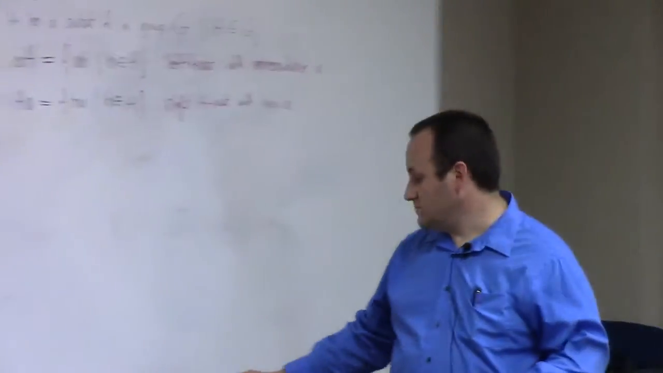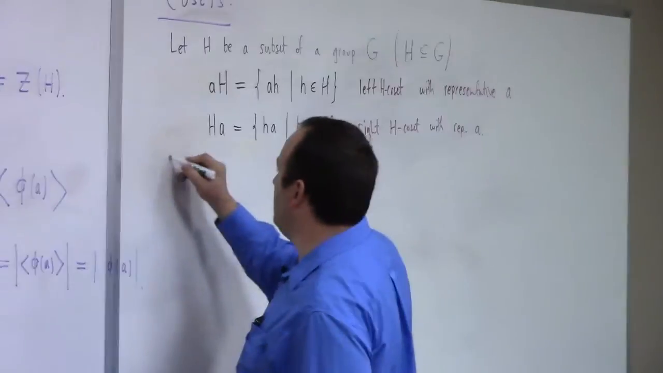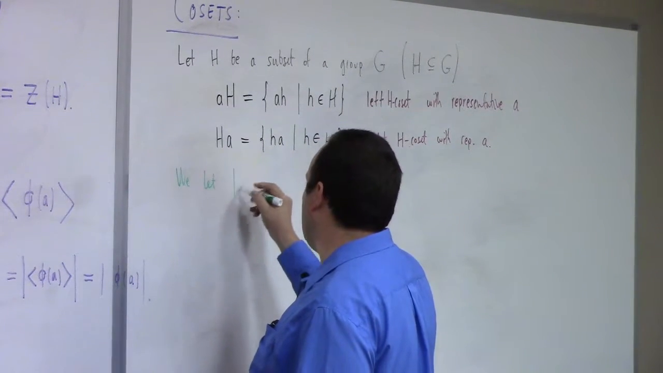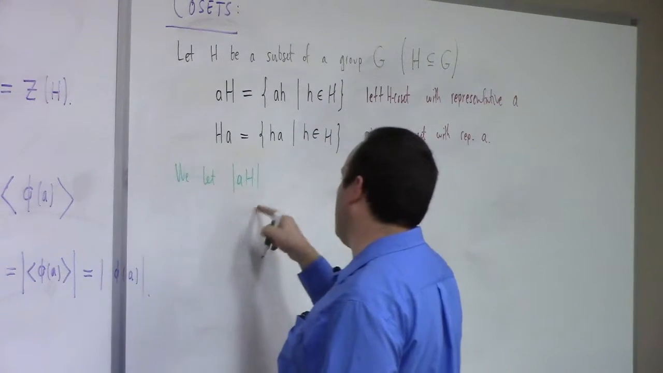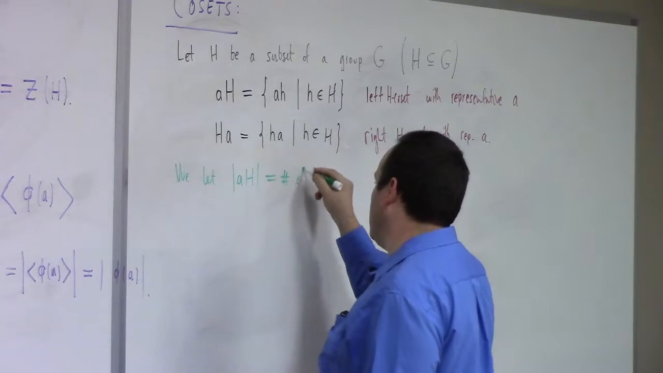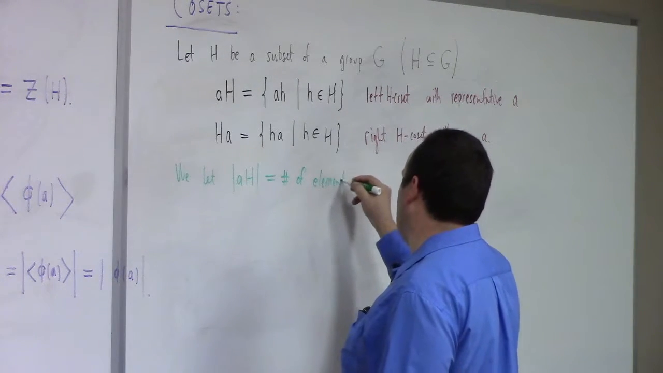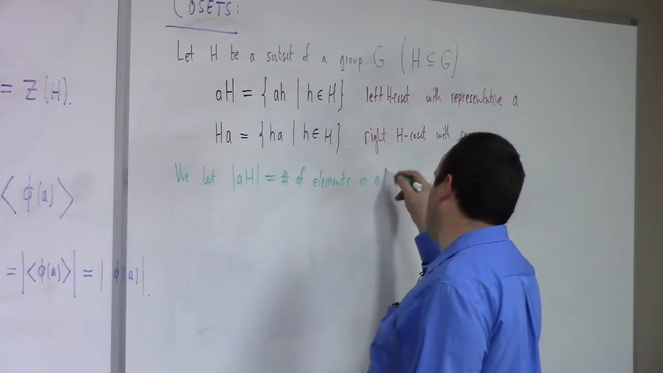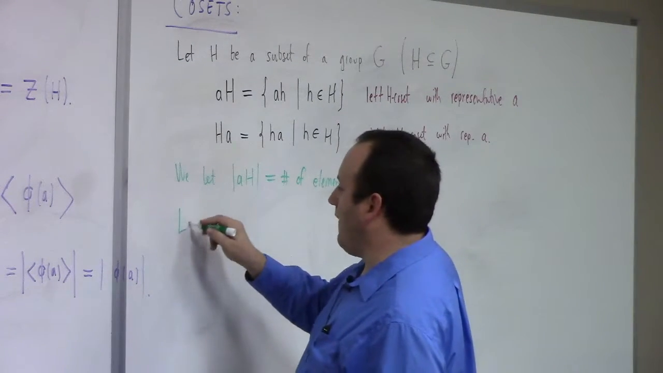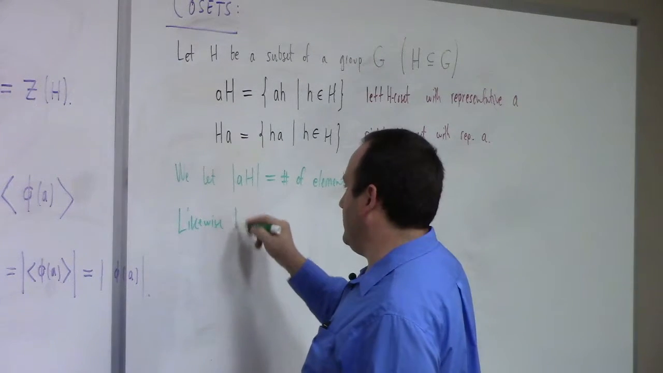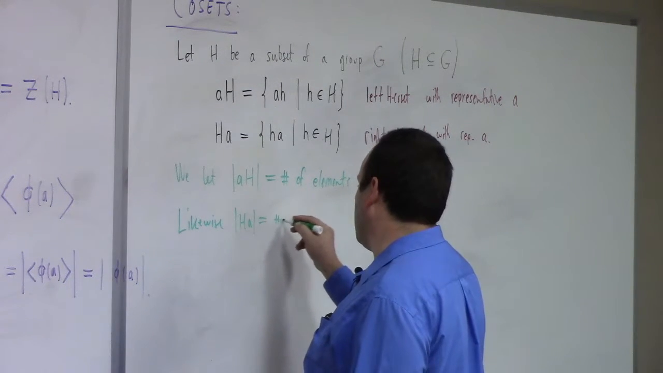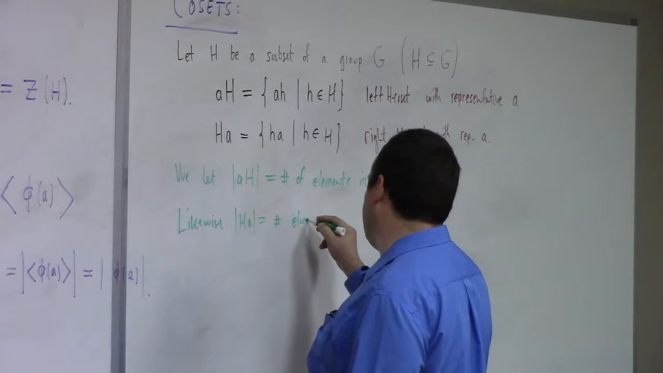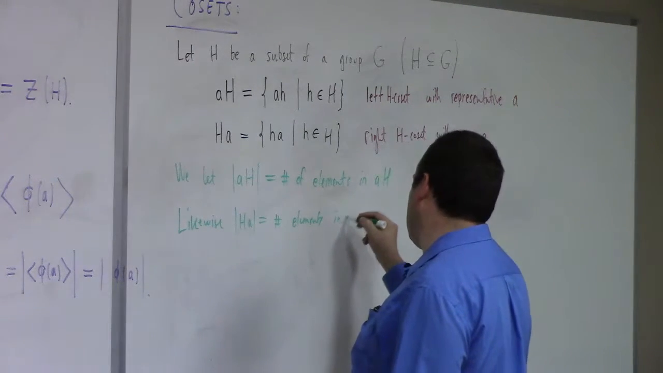Okay, so a little bit more notation here. We let the order, this vertical bar aH, be the number of elements in the set aH, right? And likewise, the order of Ha is the number of elements in Ha. All right, so let's calculate a few of these.